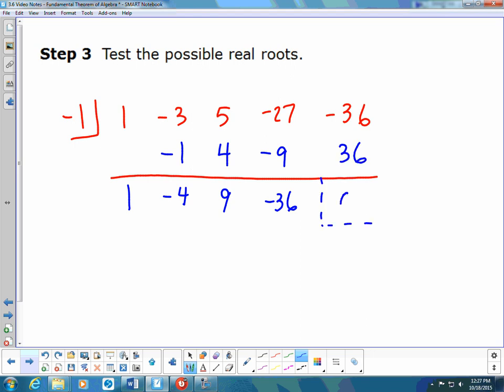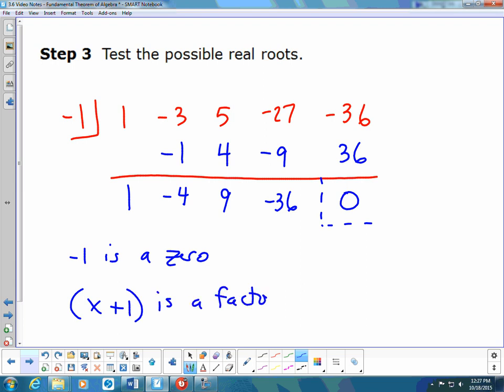And sure enough, we do get a 0. That means that -1 is a 0 of the function, and that also means that x plus 1 is going to be a factor. As we said at the beginning of this video, you've got to be comfortable going from zeros of a function to factors to roots of an equation and so on.